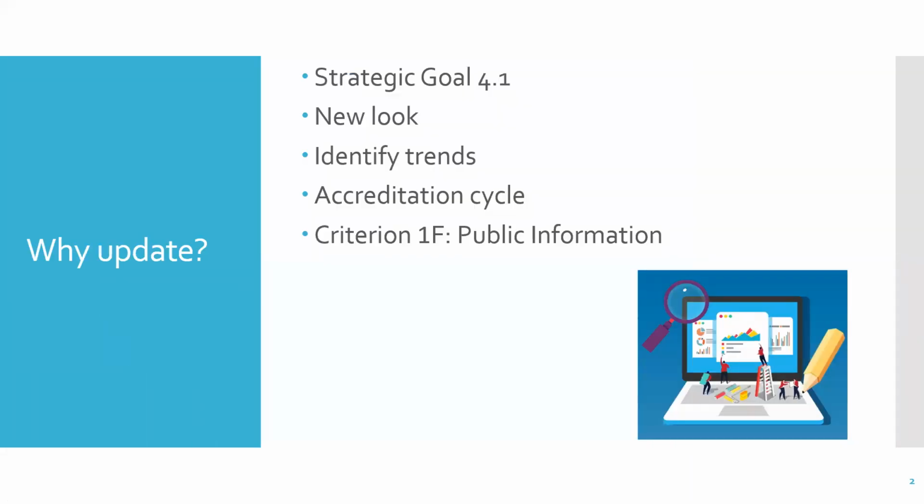PAB updated the annual report for several reasons. First, the annual report had not been upgraded or revised in about 10 years. As part of the current strategic plan, a goal is to enhance data collection, analysis, and dissemination regarding planning programs and planning education. Also, during the revision process, PAB looked at the data that is collected during an accreditation cycle and the data presented for Criterion 1F public information.